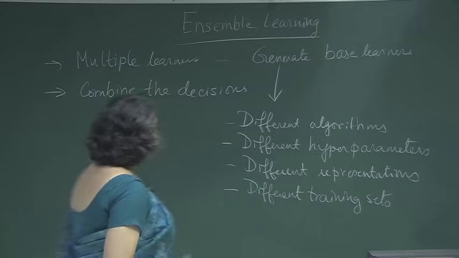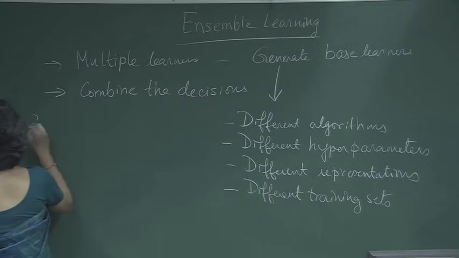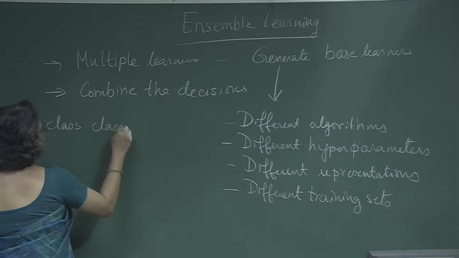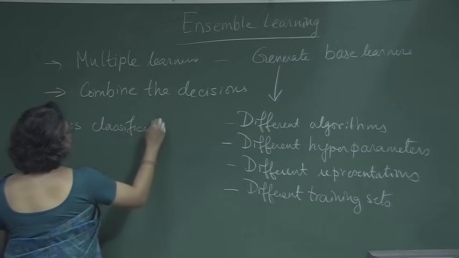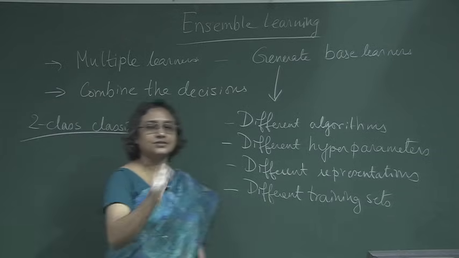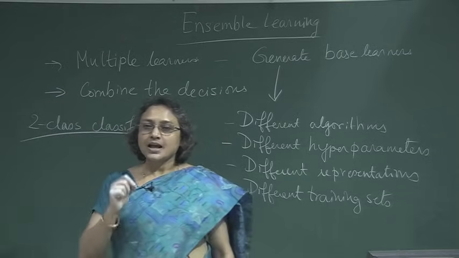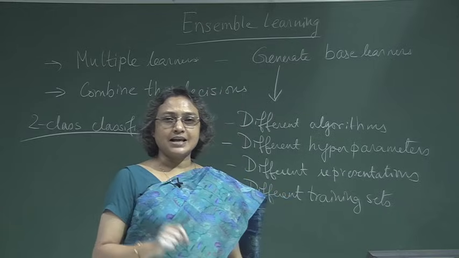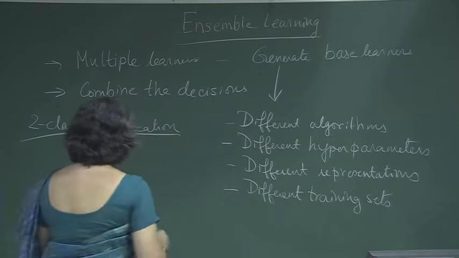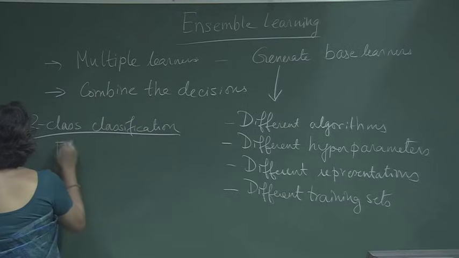For example, let us take the two-class classification problem. In two-class classification, we have two classes, positive and negative. Suppose we take some learners and each learner has an error. So, the error of each learner is epsilon.